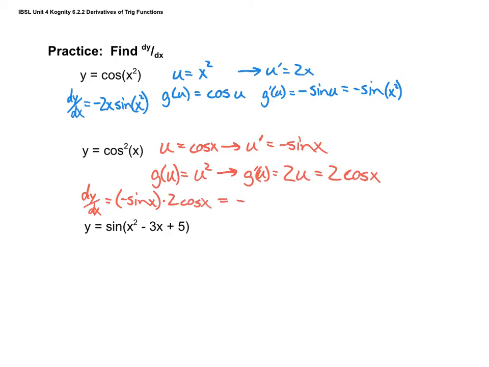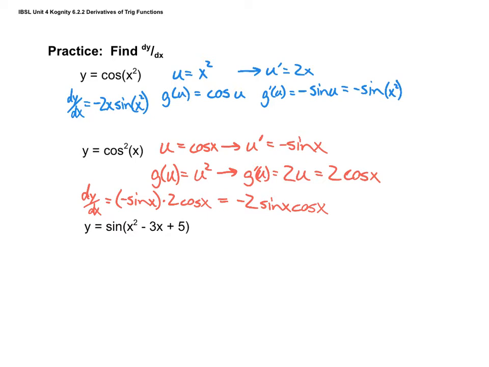And I can simplify that. It would be negative 2 sine x cosine x. And you can be done at that point. Now, before we go on to the next example, I do want to point out one thing that tends to make these a little bit tricky when we're dealing with trig: how far do we simplify?